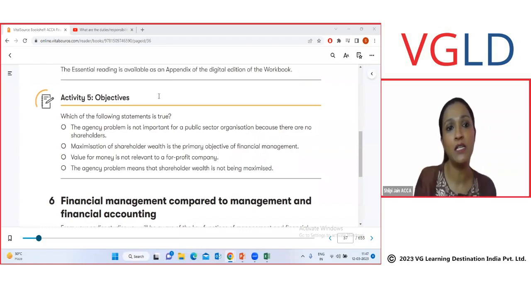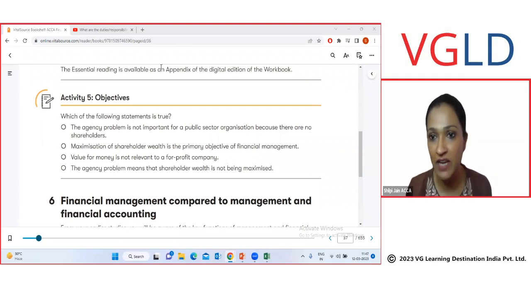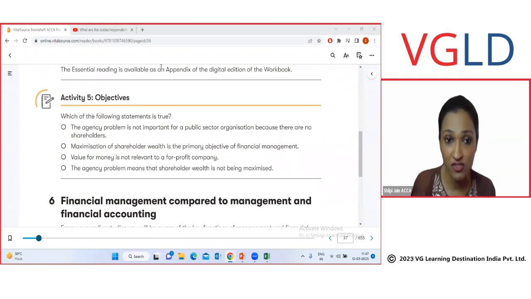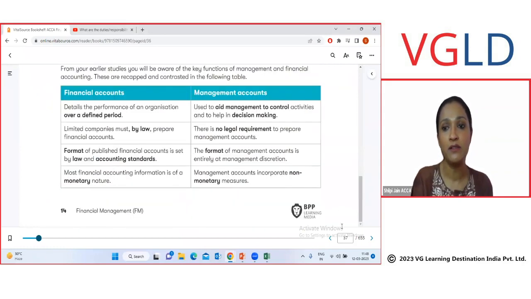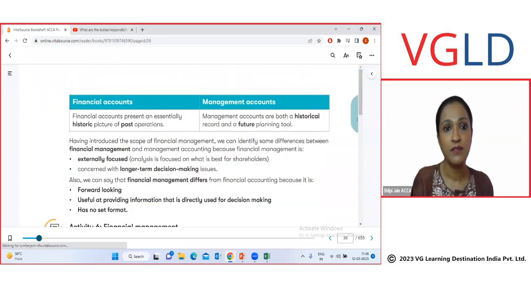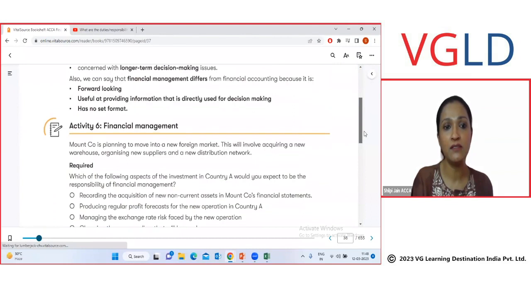We've already done it. So which of the following statements is true? Wonderful, Vinaya and Sahitya, that yes, the agency problem means that the shareholder wealth is not being maximized. And that is what is leading to the whole agency problem, right? Okay with everyone? What about the others who have not responded? I hope this is okay with everyone.